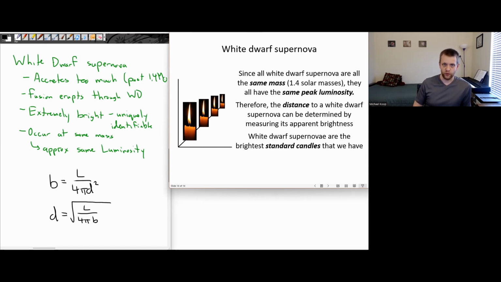And this is another way that we measure the distances to very, very distant galaxies. If we see one of these white dwarf supernovas go off in one of these galaxies, we can use it to measure the distances to galaxies that could be billions of light years away from us. So this is an incredibly useful tool for astronomers and another way that we measure cosmic distances. So that kind of finishes up our talk about the white dwarfs, and we'll talk about neutron stars and black holes in one of the next sessions.